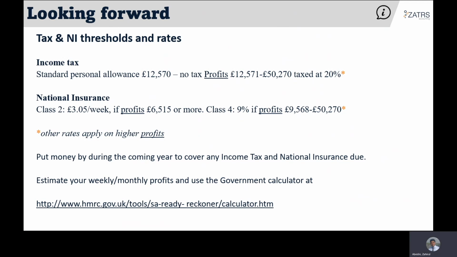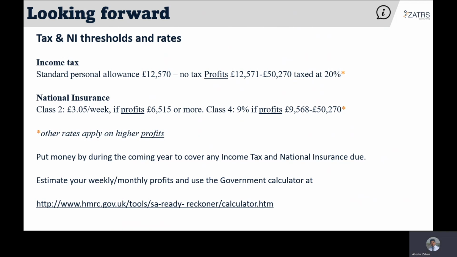If you follow the link on the bottom of the slide, it will take you to a calculator where you tell the website how much you think you're going to be profiting each week or month. And it will tell you how much they think you're going to have to pay in tax and national insurance. So it's really useful to make sure you don't get caught out at the end of the year.